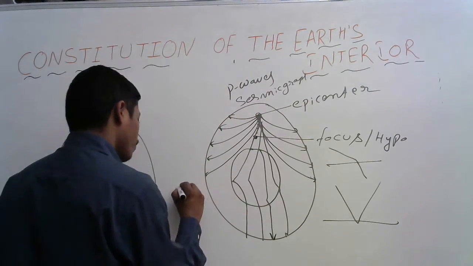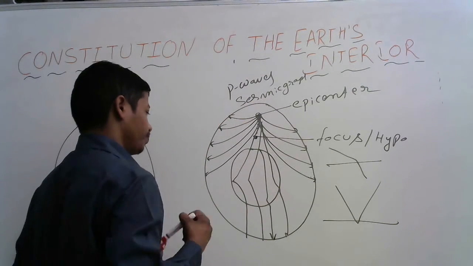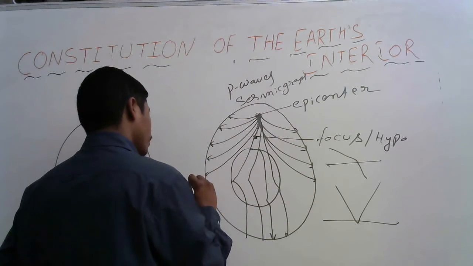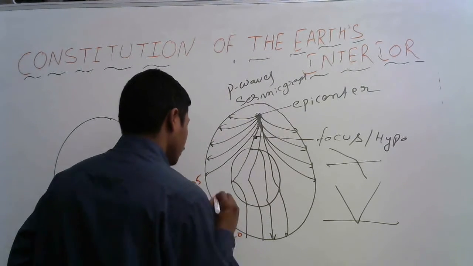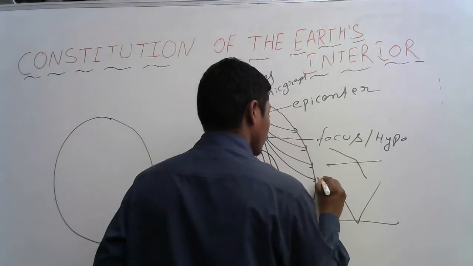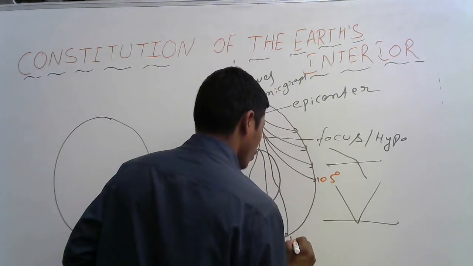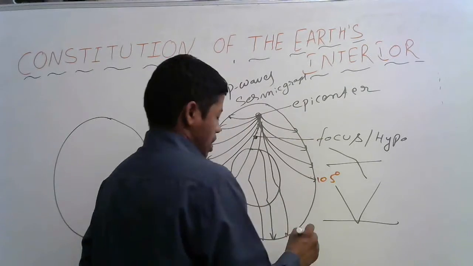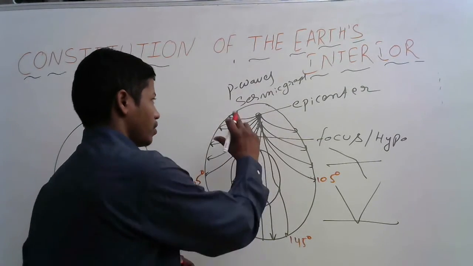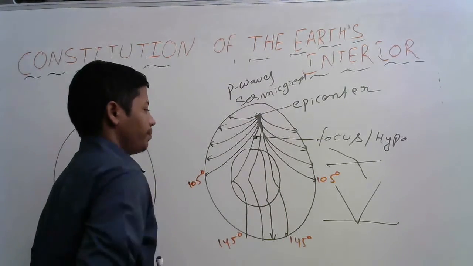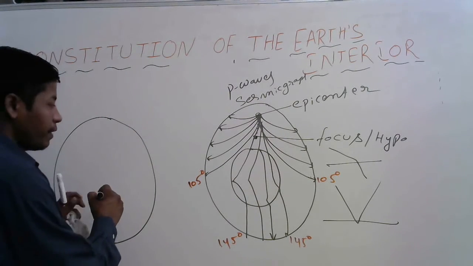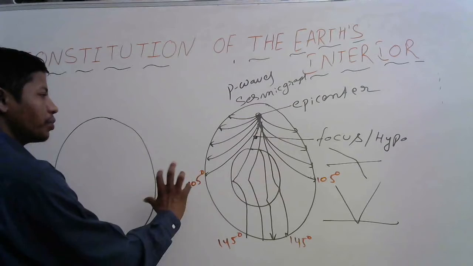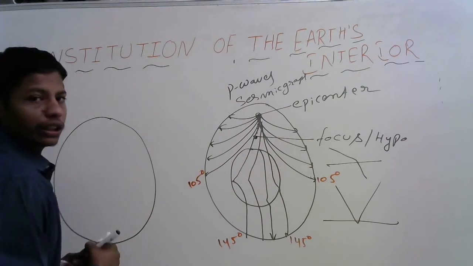In the range from 105 degrees to 145 degrees, P waves are absent. Next we discuss the P waves first, and finally how to use this structure to predict the earth's structure.